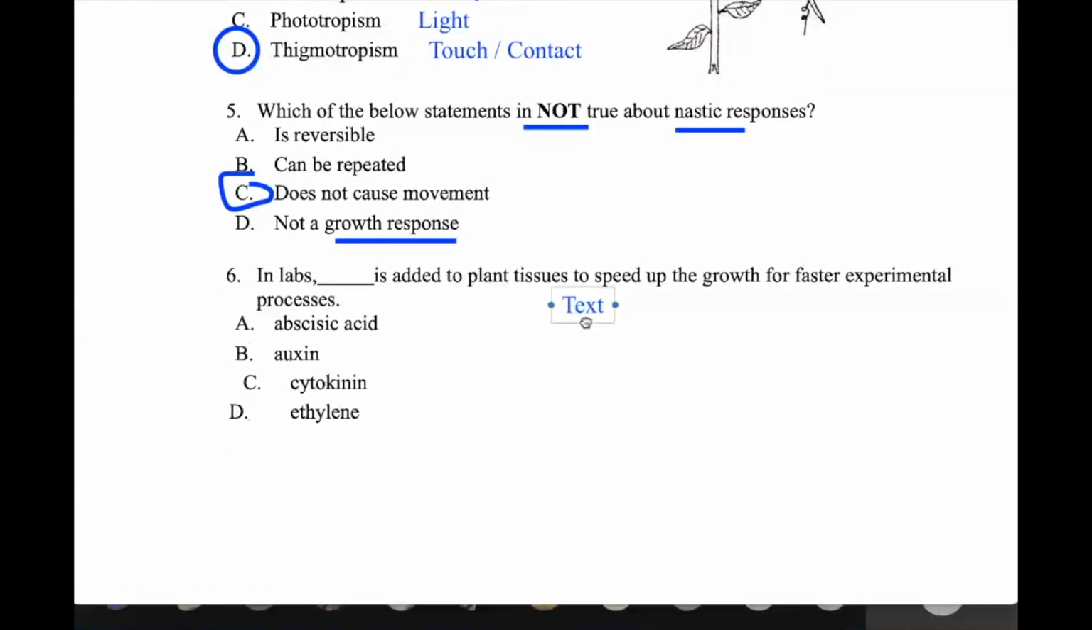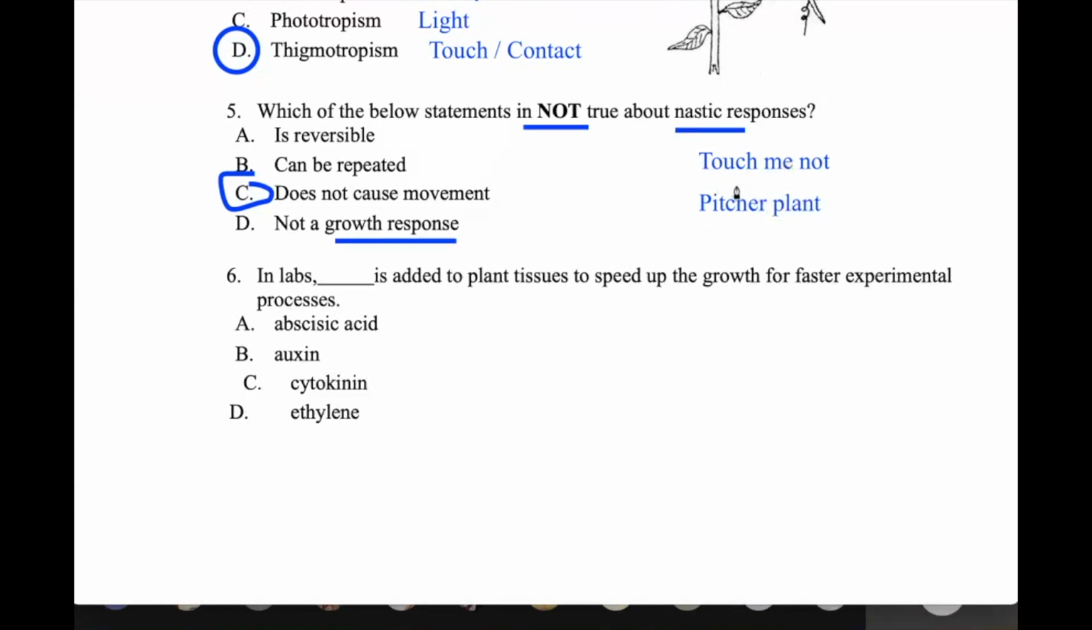You can search for this as touch-me-not. There is a plant called touch-me-not. When you touch it, it closes. There is another plant called the pitcher plant, P-I-T-C-H-E-R. You can search these to see what nastic movement is.